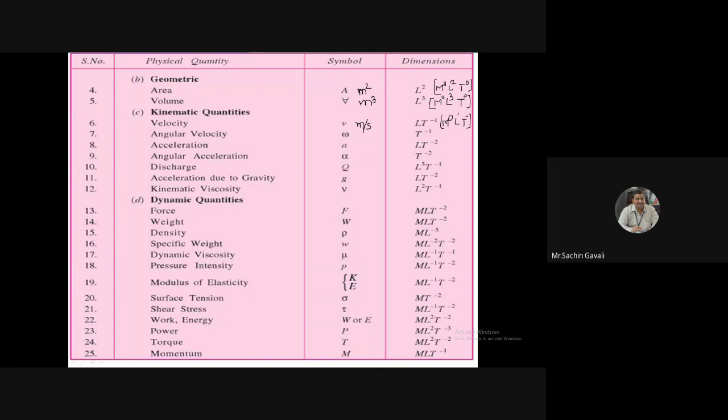Next will be angular velocity. It has the symbol omega. And what is the unit? Radian per second. Radian per second means we are considering only second, so radian we are not considering. So it will be per second, and per second means here T raised to -1. So M raised to 0, L raised to 0 and T raised to -1. So this will be the MLT form of angular velocity: M raised to 0, L raised to 0 and T raised to -1.